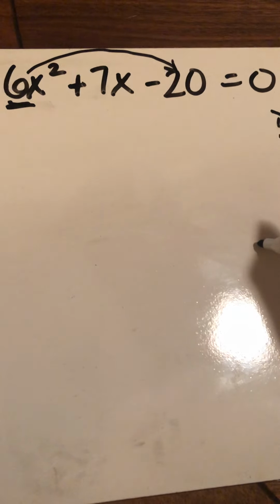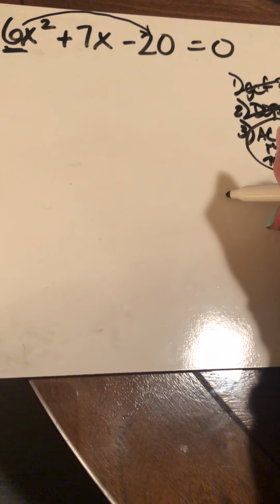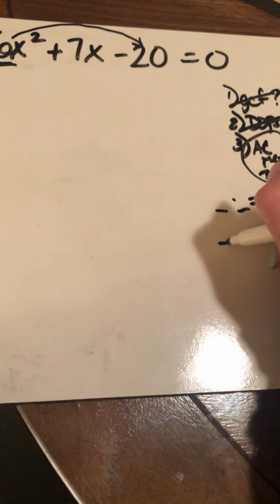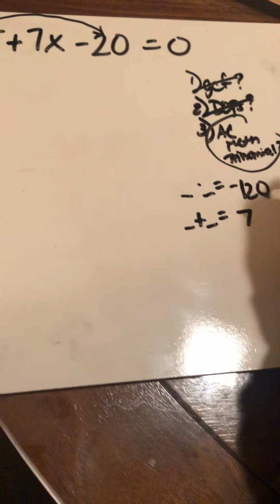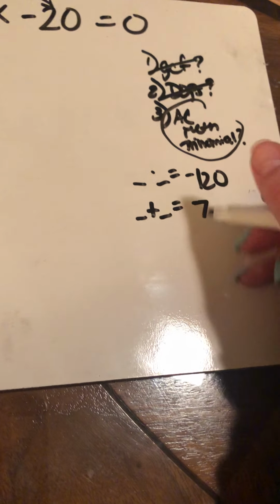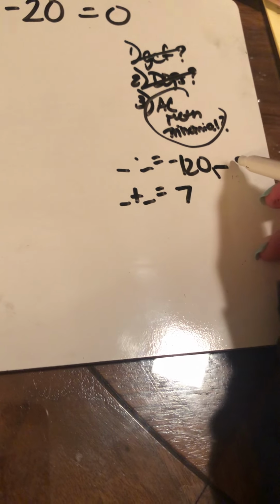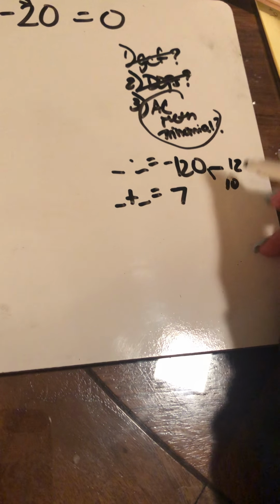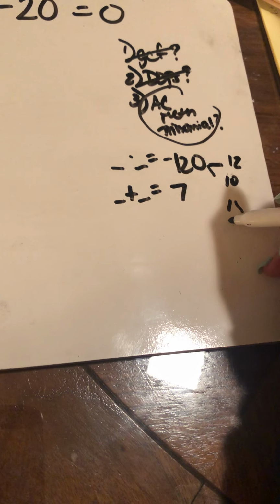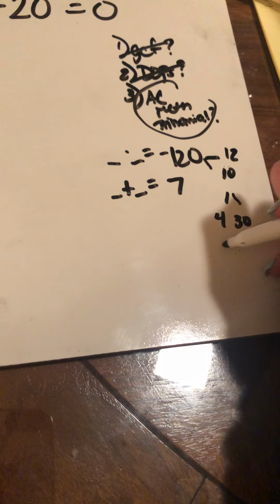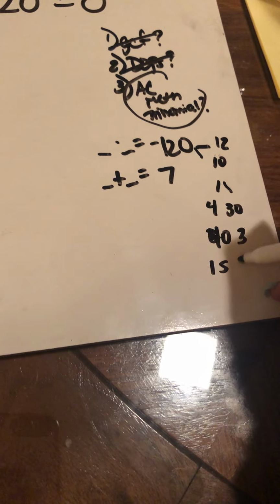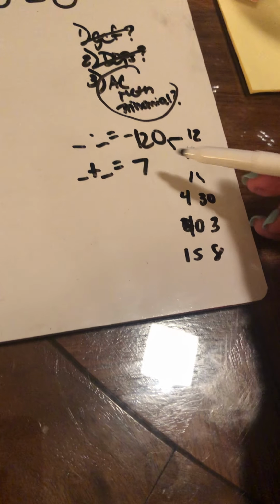And I'm saying to myself, what are two numbers that multiply to negative 120, right? I multiplied those. And the same two numbers that add to 7. Okay, so this one might be a little hard to think about. Like, what are the factors of 120? We have 12 and 10. We have 4 and 30. Or 40 and 3. We have 15 and 8. So you really got to think about what makes 120.